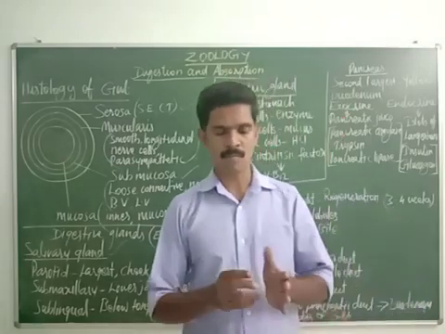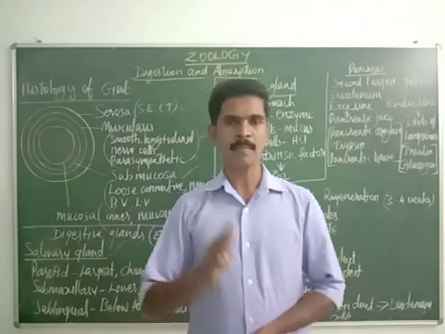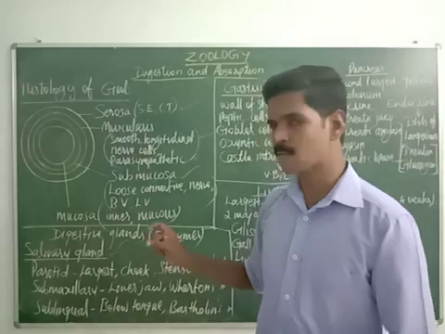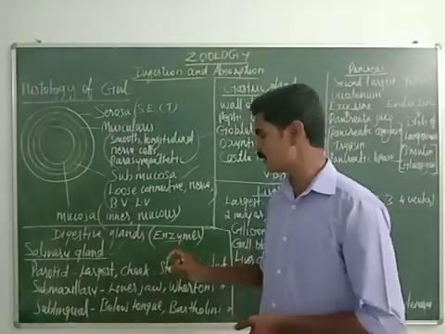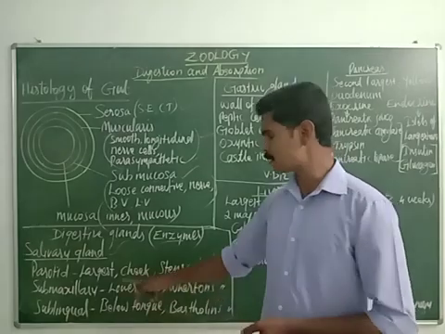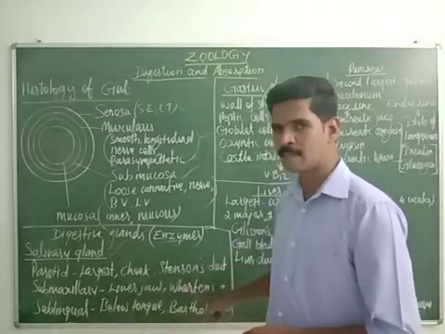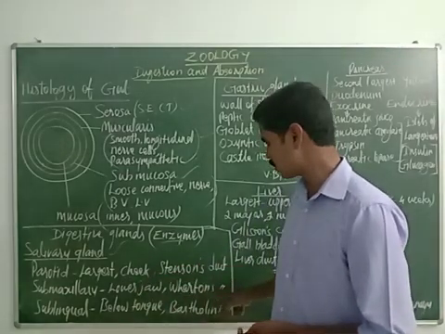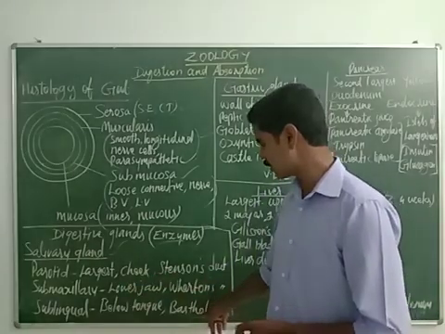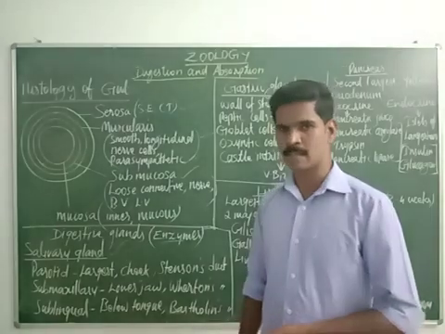Understand, my dear friends? So now we studied the three important ducts of the salivary glands. The parotid gland is associated with Stenson's duct. The submaxillary salivary gland is connected with Wharton's duct. The sublingual salivary gland is connected with Bartholin's duct.